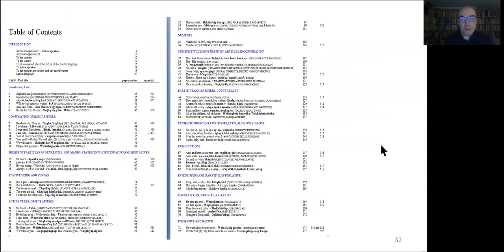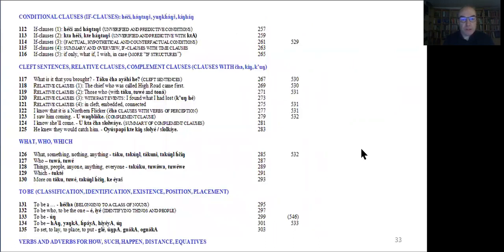The grammar is sequenced from simpler to complex. The table of contents here demonstrates that units are organized into groups, and the grouping is usually based on structural properties, but in some cases also on functional criteria. Here is an example. Conditional clauses, cleft sentences, relative clauses, and complement clauses are grouped together because they have important structural similarities. But if you notice down here, a group of units on how to express to be in Lakota is based primarily on functional criteria.